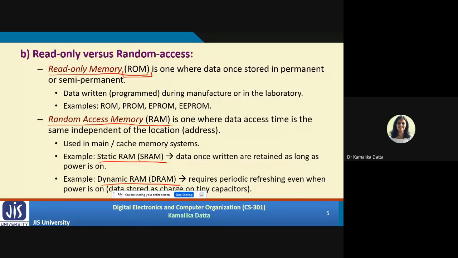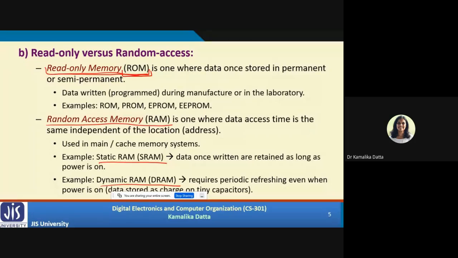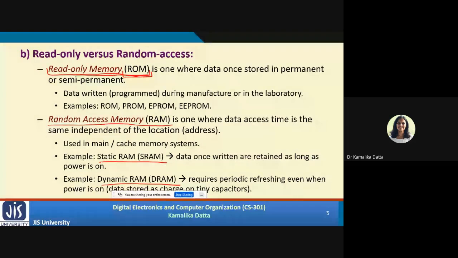For storing those things, you need read-only memories. We don't write there so much, but we read data from there. Some information does not change frequently, like your BIOS information when you switch on the PC. Those never change, so that information is stored in permanent or semi-permanent places that we call ROM. So ROM is where permanent data are stored.